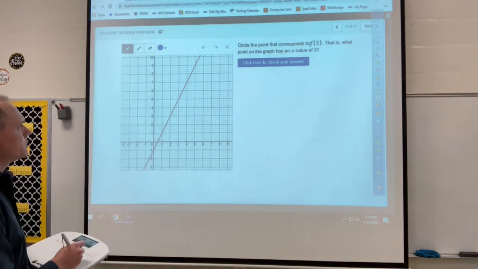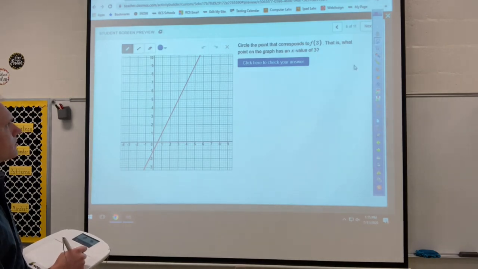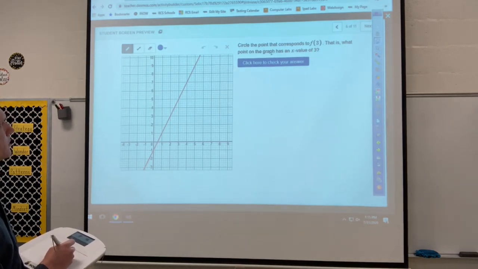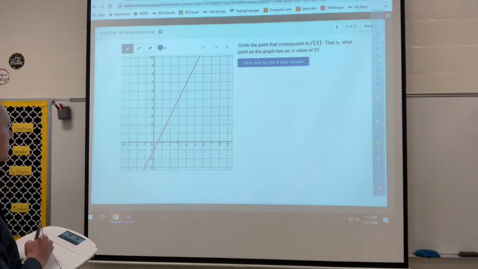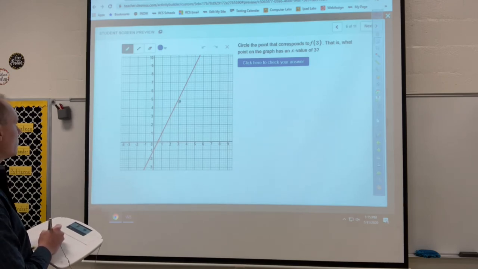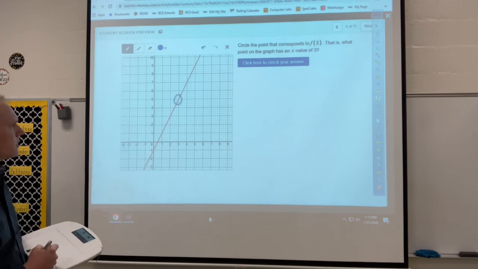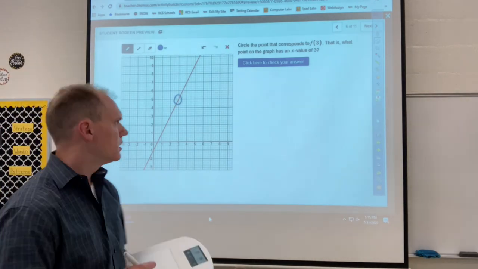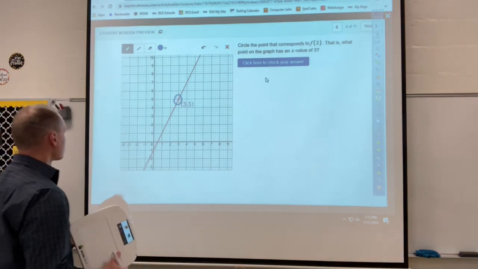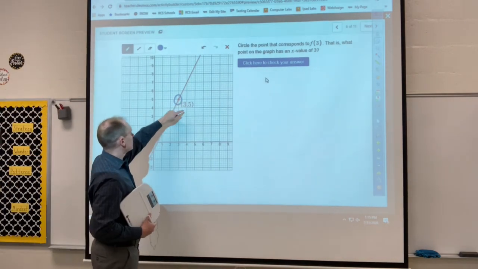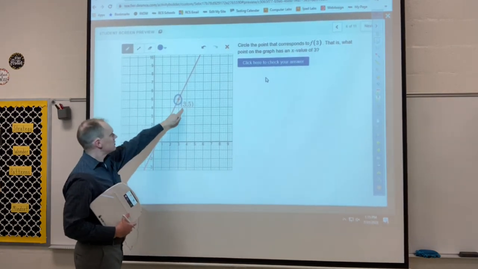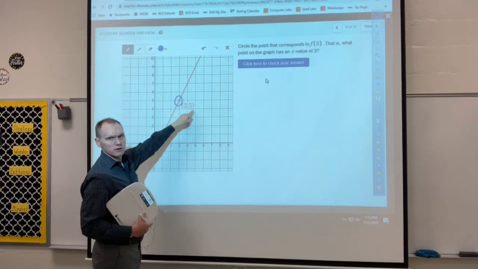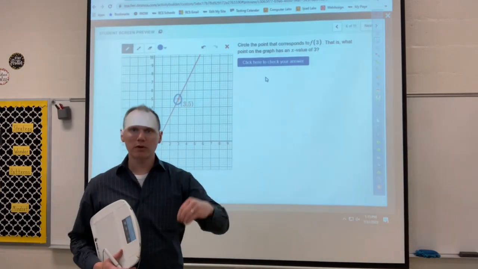So it says circle the point that corresponds to f of 3. That is, what point on the graph has an x value of 3? Well, here's the x value of 3. So that point right there has an x value of 3, and I see that, 3, 5. So f of 3 would be 5, right? 3 here, f of 3 goes here, because you're inputting 3 and your output is 5.